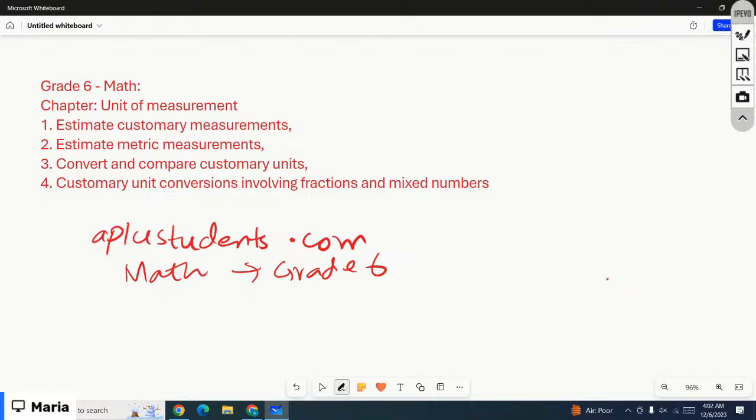There you can find a list of the chapters, that is unit of measurement, and the lessons we're going to cover today are estimate customary units, estimate metric units, convert and compare customary units, and conversion involving fractions and mixed numbers, right? Please make sure you have your notebook and pencil so that you can note down the important examples and definitions as well.